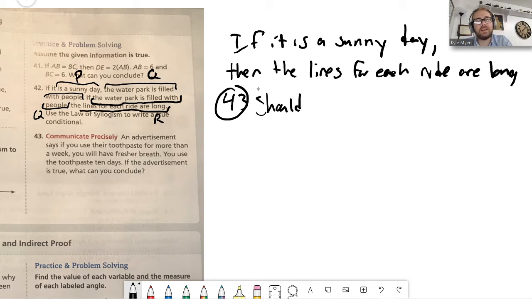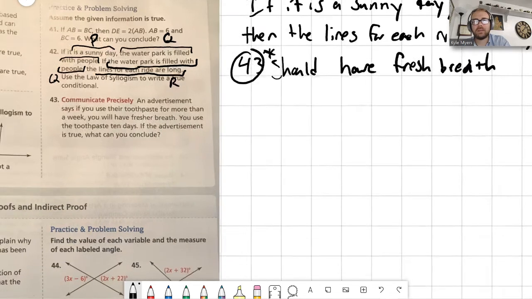Should being the key phrase there, because you never know if you had lots of onions or something. Should have fresh breath. There you go. Save money on breath mints. Okay.